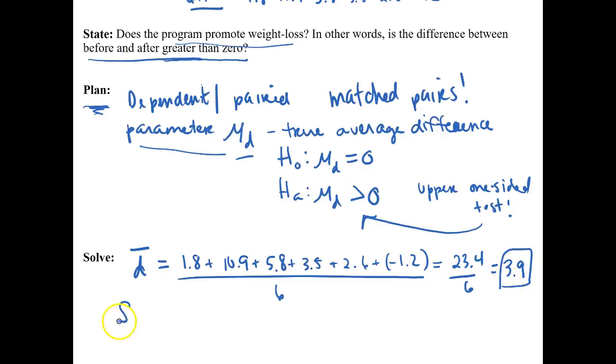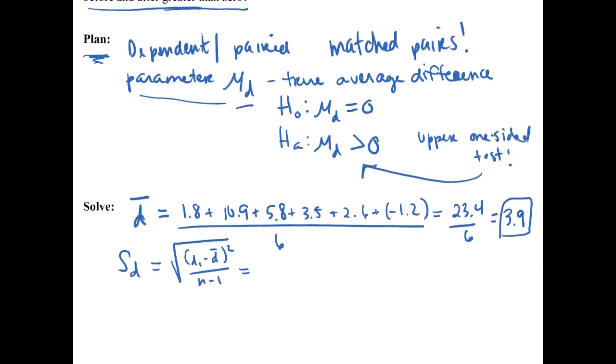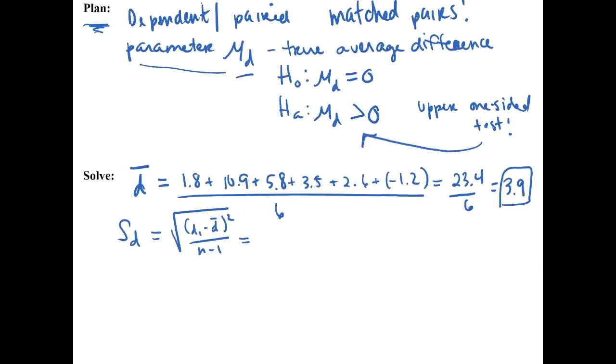Now we need to calculate the standard deviation of the differences. And we can do this using the same calculation we do for any standard deviation. Basically, this is the square root of the sum of di minus d bar squared, all over n minus 1. So the number of differences minus 1. And so this is going to be equal to, scroll down a little bit, I'm going to start here.